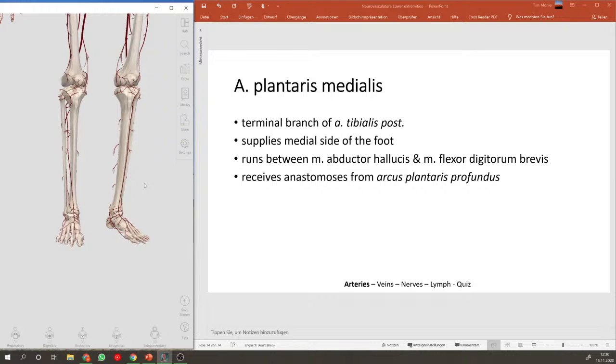All right. Now, the veins. Let me just put on the veins in our model here.